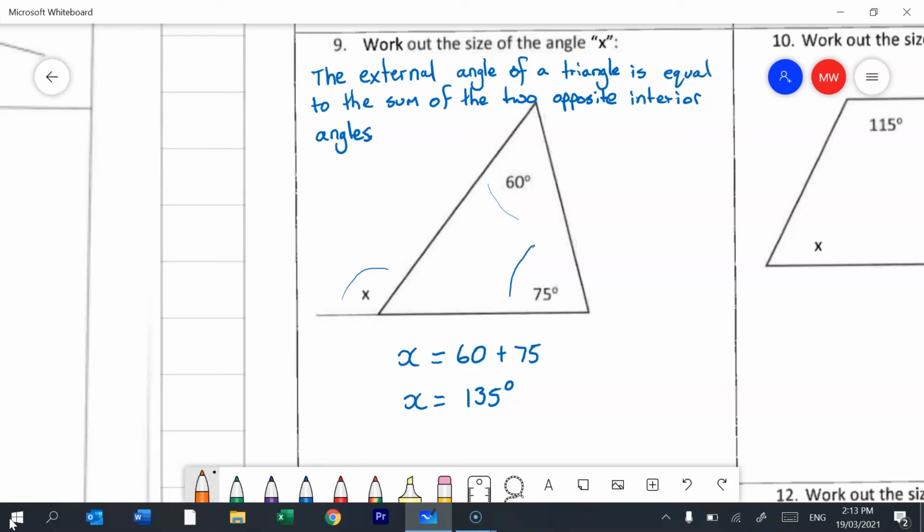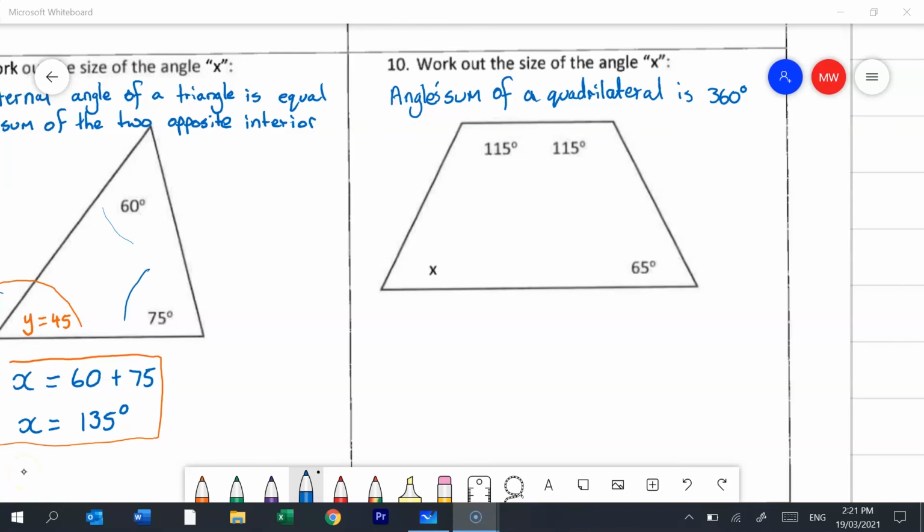It's a nice fast way of answering this question, but if you can't remember that rule, what you could do is create your own pronumeral here, and solve for y first, and you'd find that y was 45 degrees, and then you could use this to work out x using supplementary angles instead. But if you can remember this way of doing it, it's much quicker.